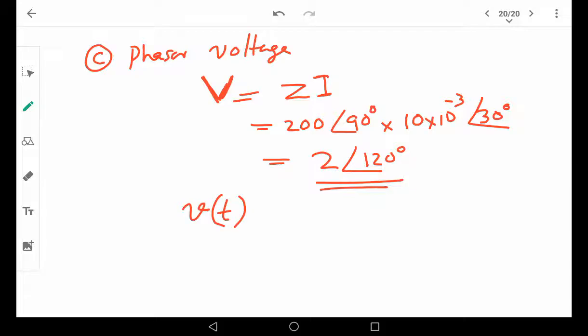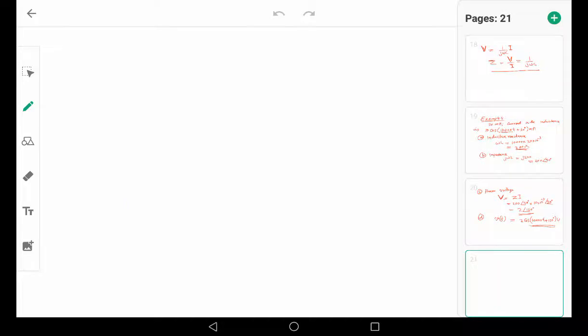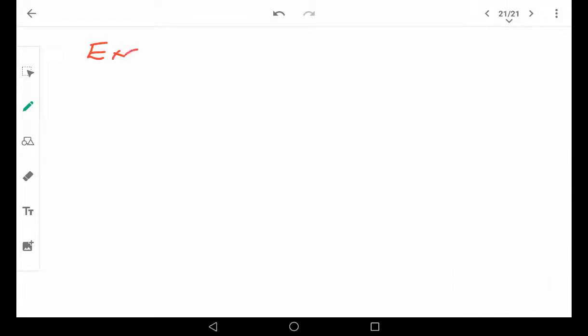And the actual time domain, steady state voltage v(t) is given by 0.2 cos, frequency remains the same, 1000t + 120 degrees volt. That's how you find the voltage. Similarly, we will do a problem for the capacitor case also, and after that we will conclude.